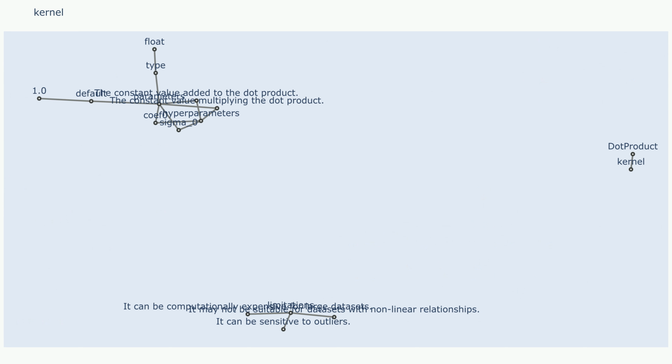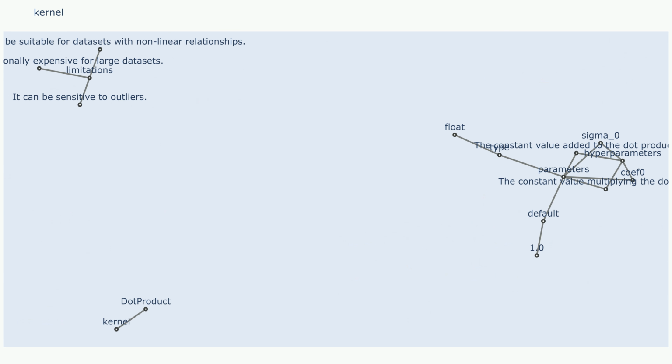Bias term. The constant term allows the model to capture a baseline level of similarity, even when the input vectors are not strongly correlated. 3. Applications. Regression. The dot product kernel is effective for linear regression problems where the target variable is expected to have a linear relationship with the input features.